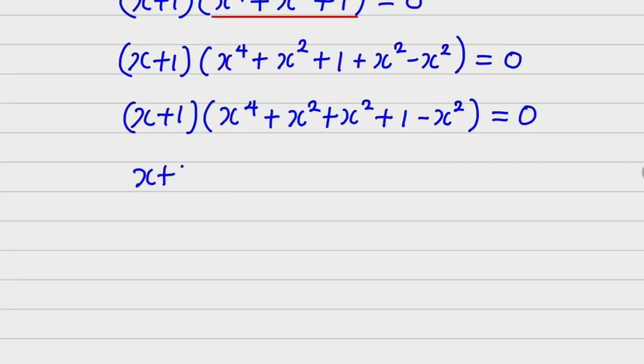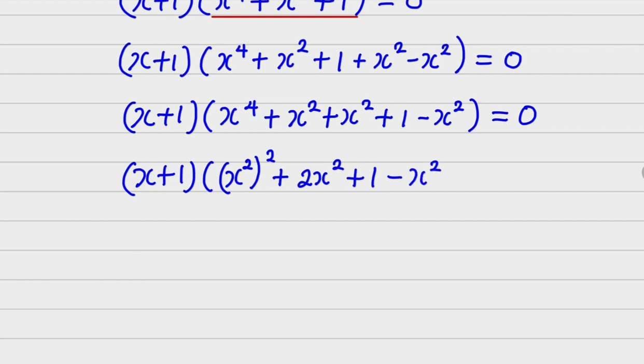This is x plus 1 into, I can have this. Please watch and see what I'm going to do. This is x to the power 4. I haven't changed anything. Then plus 2x squared. Then plus 1. Okay. Then I'm going to have minus x squared.